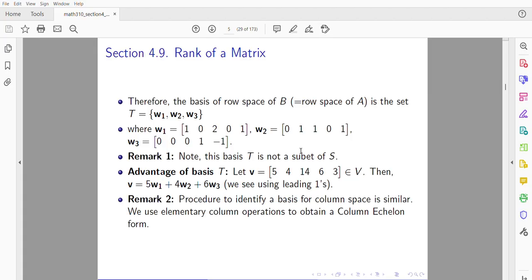The procedure to identify a basis for column space is similar. What do we do? Use elementary column operations to obtain the reduced column echelon form.